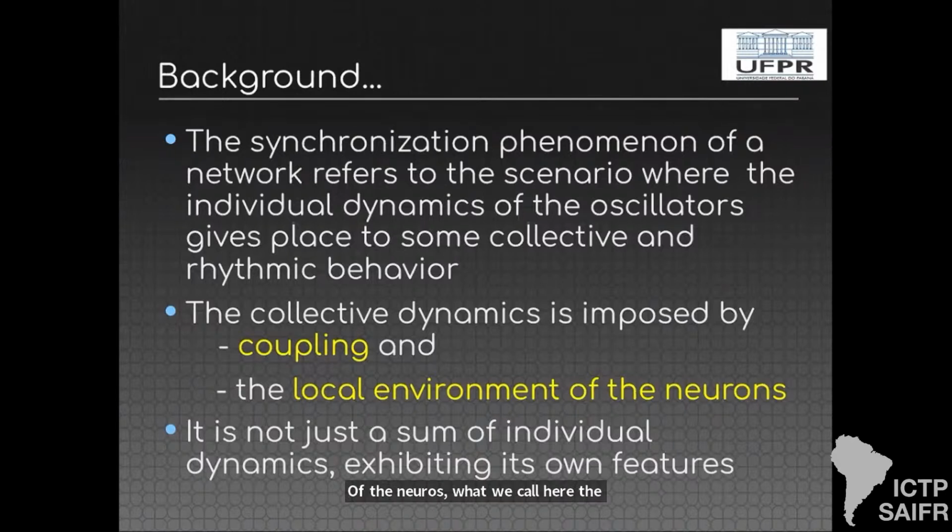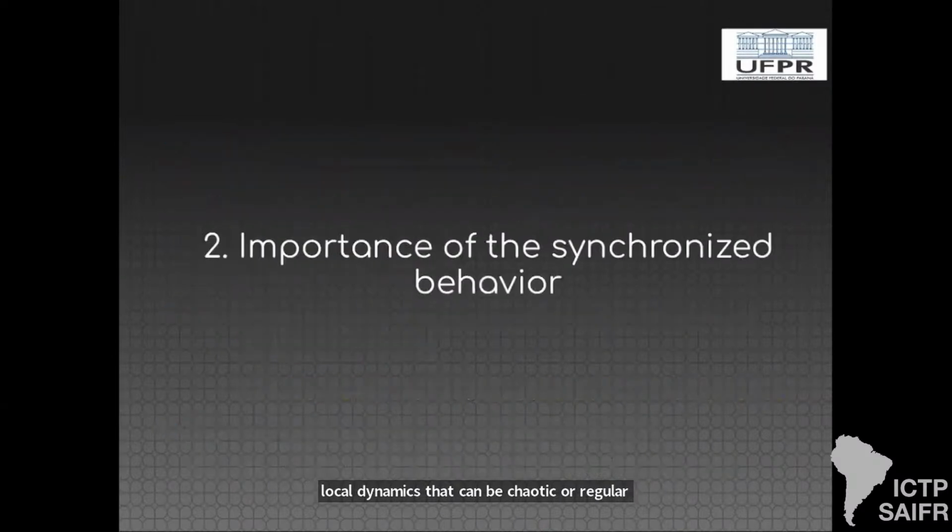And the collective dynamics is not just a sum of individual dynamics. In fact, it's a new dynamics that exhibits its own features. So the synchronization behavior is a change from the local dynamics, that can be chaotic or regular, to a collective dynamics. And what is important to synchronize neurons?